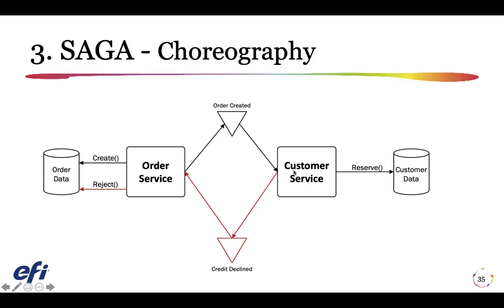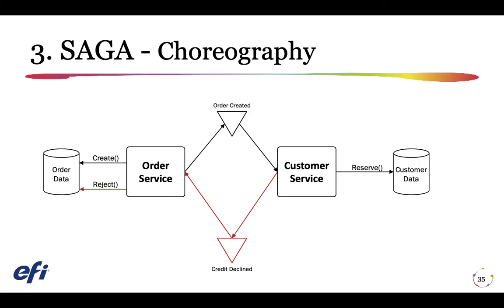So, as you saw in this particular scenario of Saga, both the services knew exactly what to expect. The order service emitted order created, and the customer service was listening to it. The customer service emitted a passing event or a failing event which the order service knew. So this is called choreography.